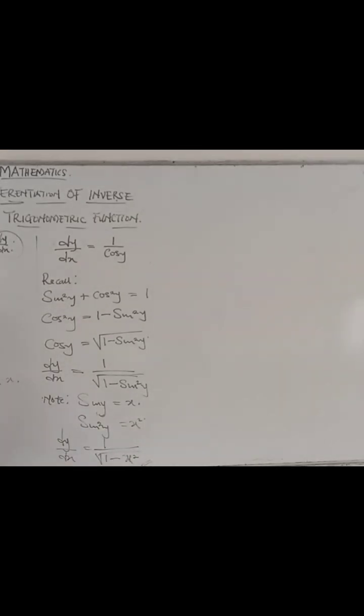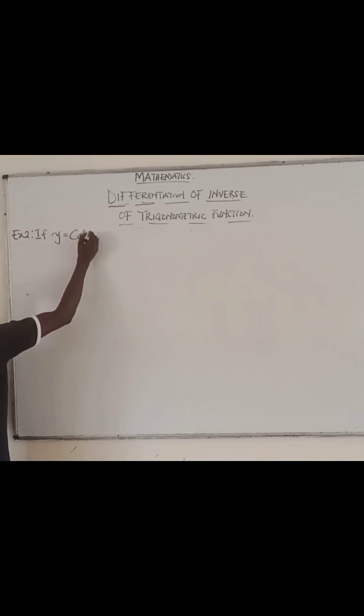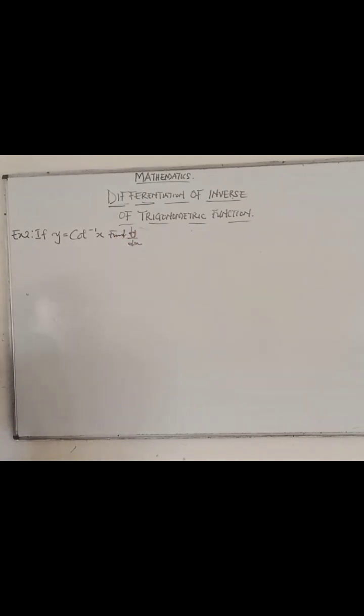So example 2. If y is equal to cot inverse of s, find dy/dx. Now, how are you going to solve this? I said earlier that whenever you ask this kind of question, you make use of trigonometry identity. But before making use of it, what are the steps you are going to take?